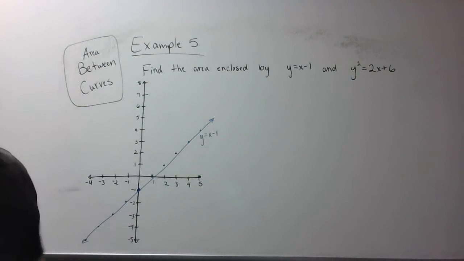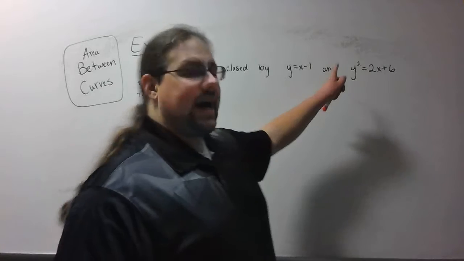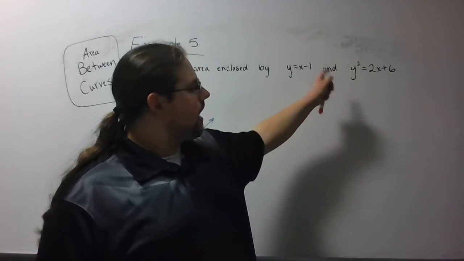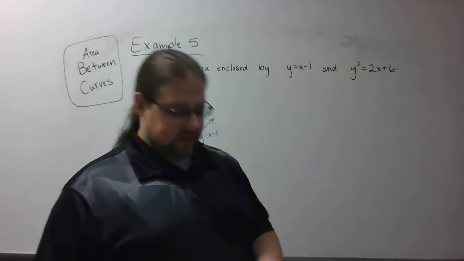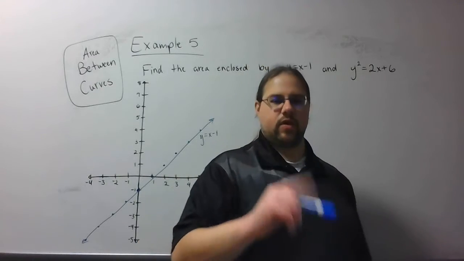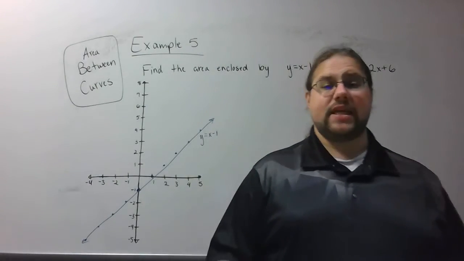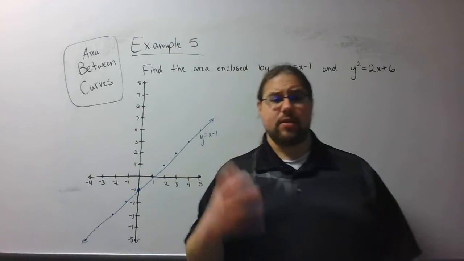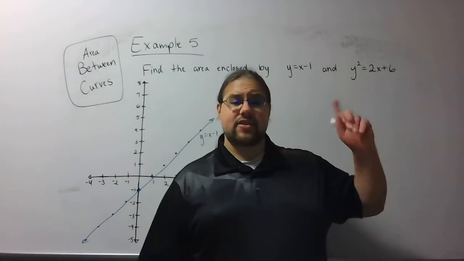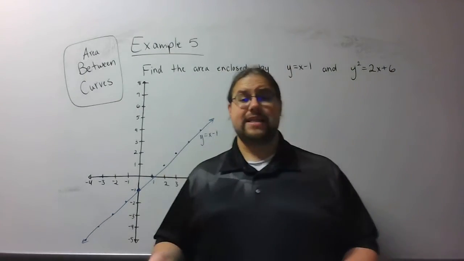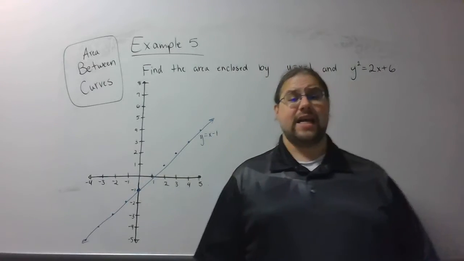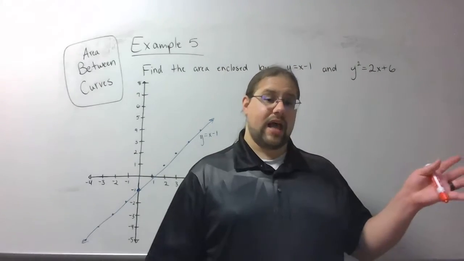Now, the trick on this other one is y squared equals 2x plus 6. That y squared is going to throw me for a loop, and here's the reason why. Anytime you see an x squared or a y squared, it's a parabola. But normally, if it's an x squared, it's either going up or going down. Since this is a y squared, it's not going to go up or down. It's going to go left or right.